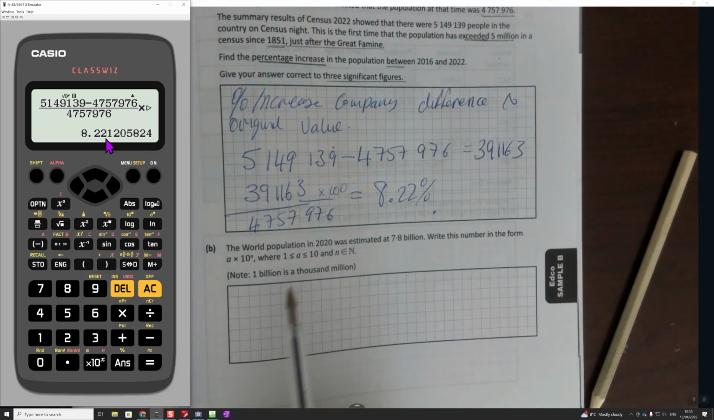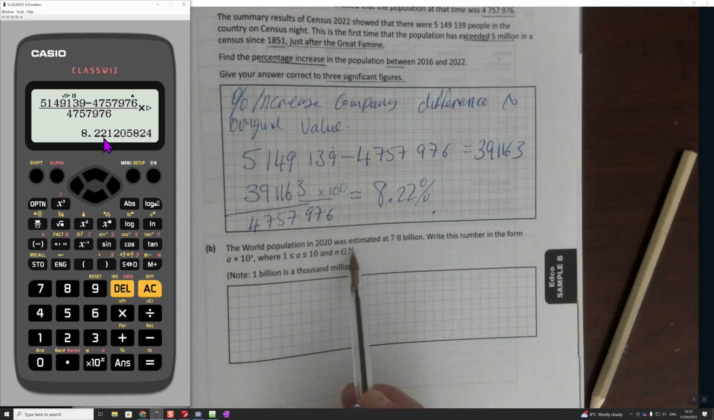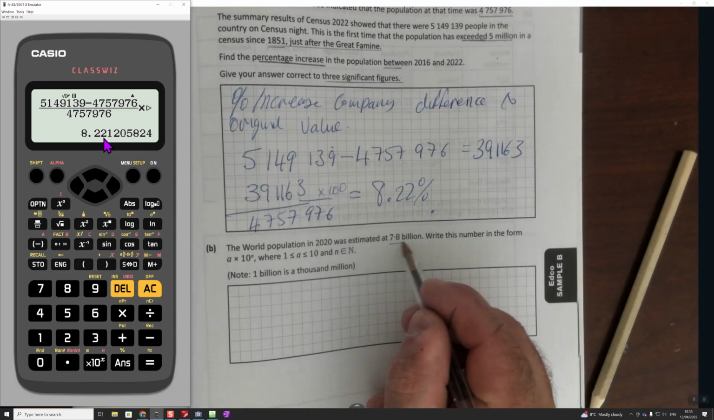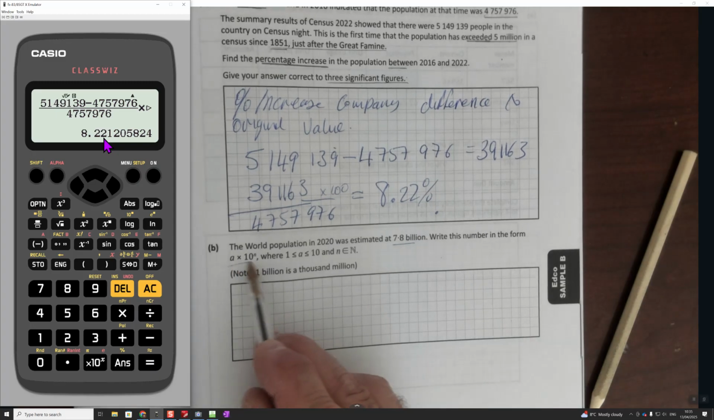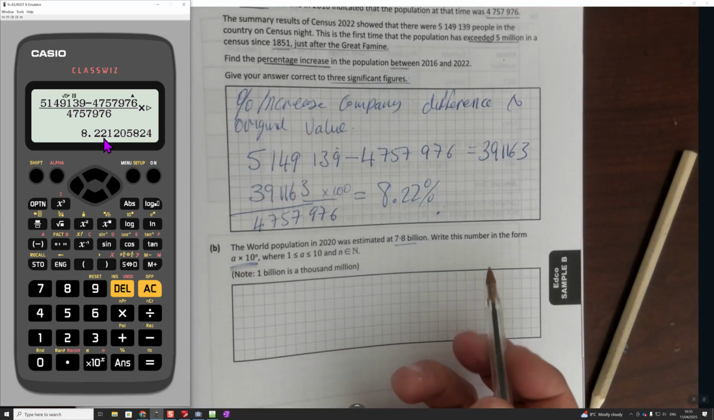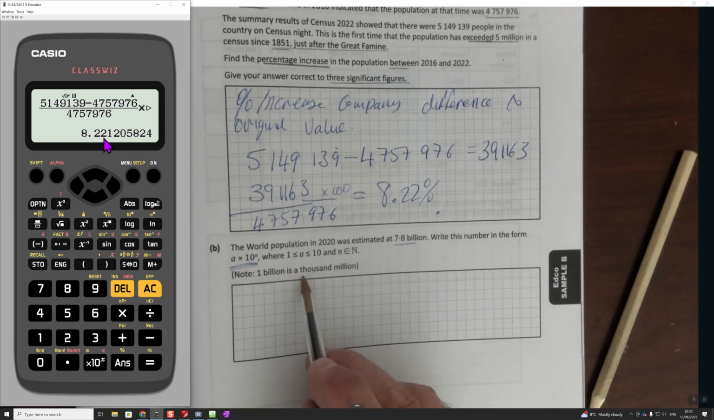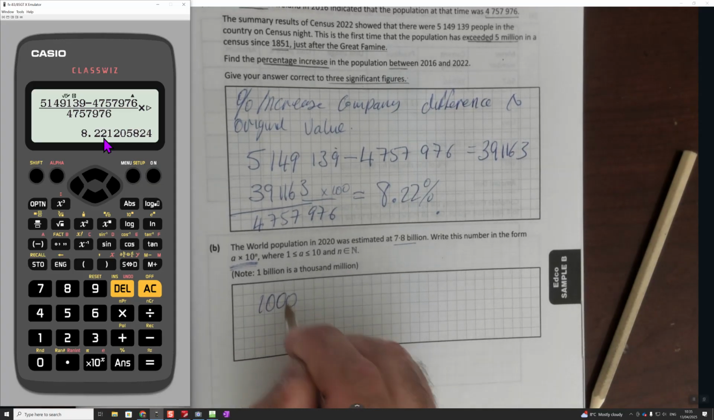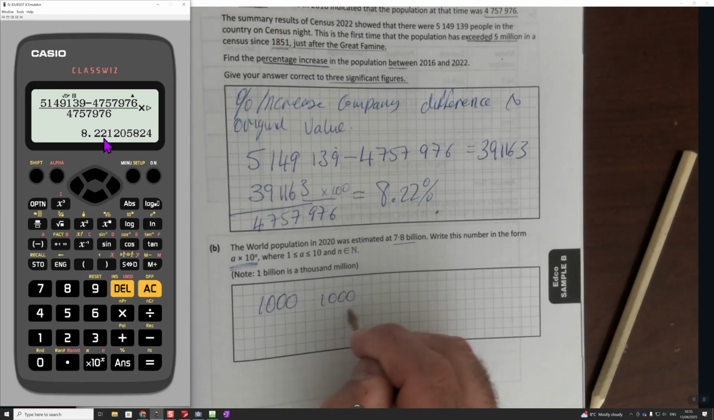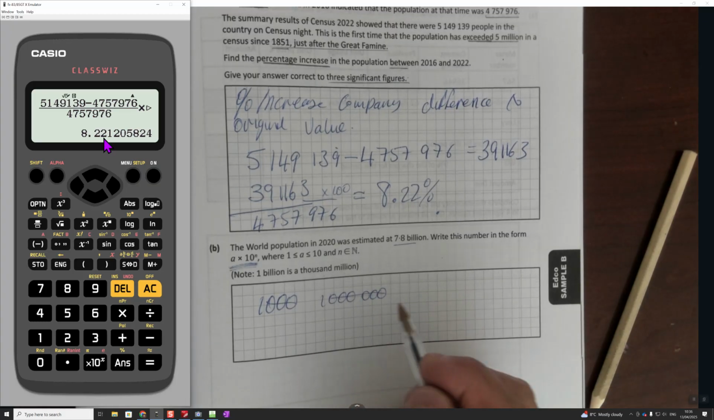The world population, I'll need the calculator in a second, so I'll leave it there. The world population in 2020 was estimated at 7.8 billion. Write this number in scientific notation or in standard notation. Now, it doesn't use the word standard notation, but it tells you what it should look like. Now, 1 billion is 1,000 million. 6 noughts for million. But of course, in scientific notation, what we're looking at is we're counting the number of zeros here, and it's 10 to the 9.